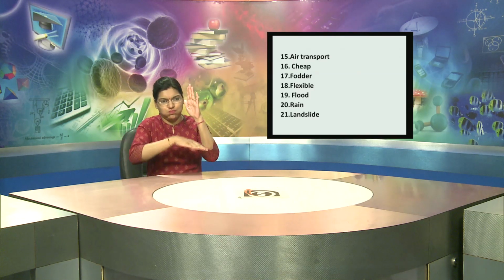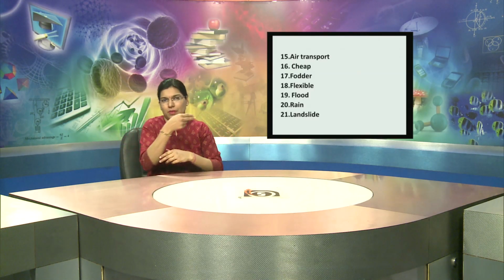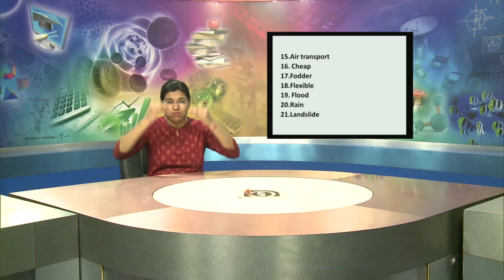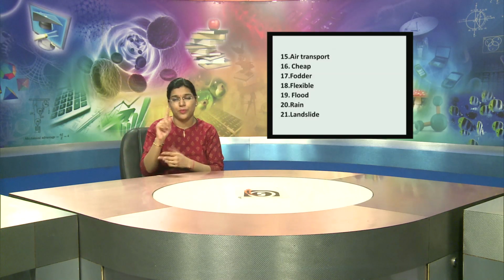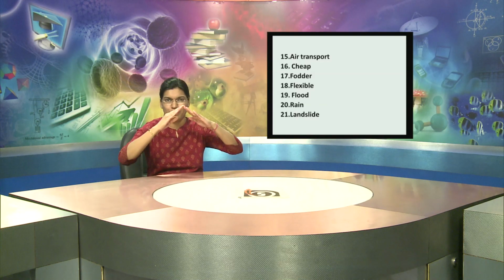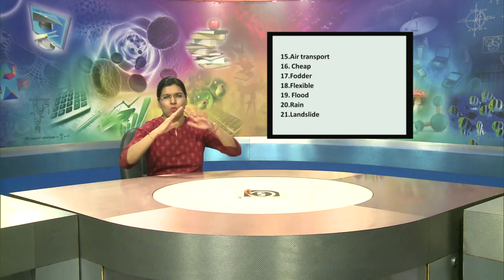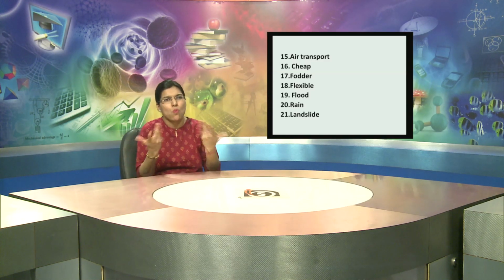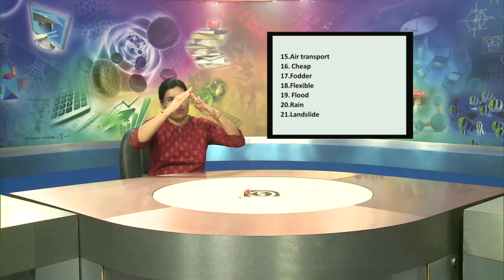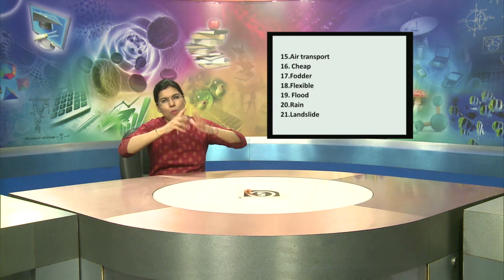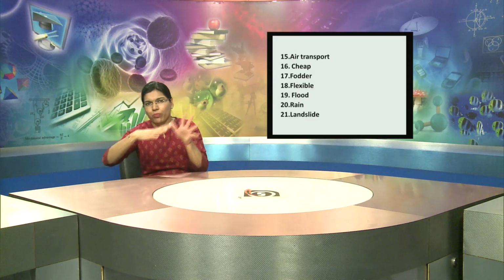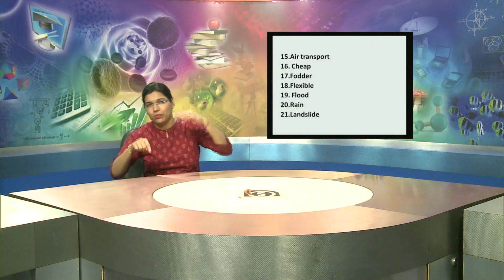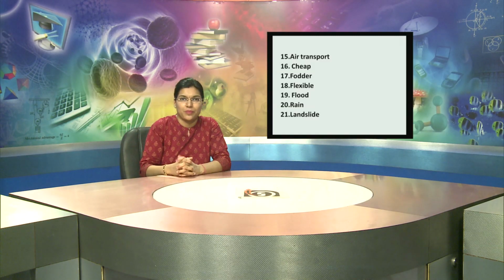19, flood. Due to heavy rainfall, the water level of the river increases, which causes flood. 20th, rain. 21, landslide. Due to heavy rainfall, the part of a mountain breaks and moves towards the land, which is termed as landslide.